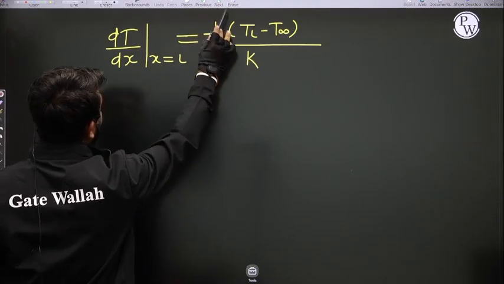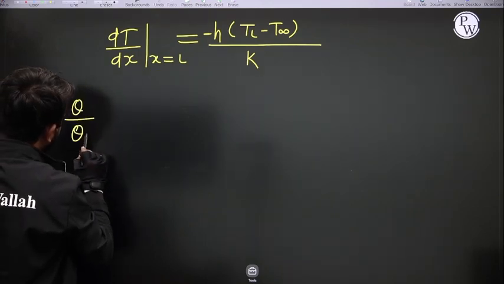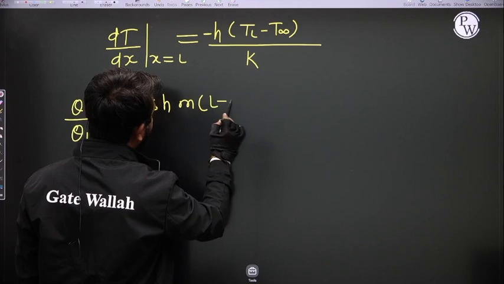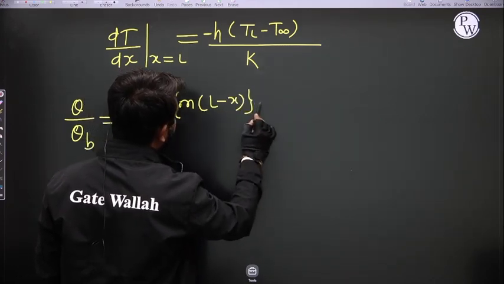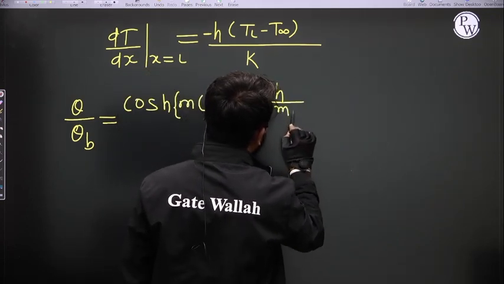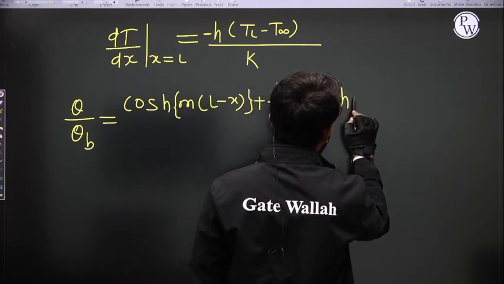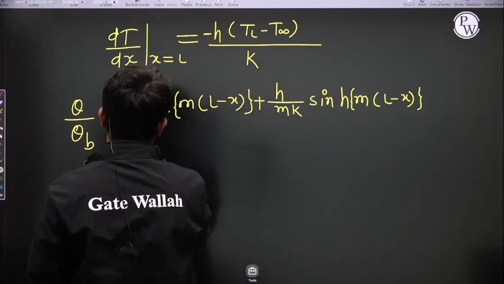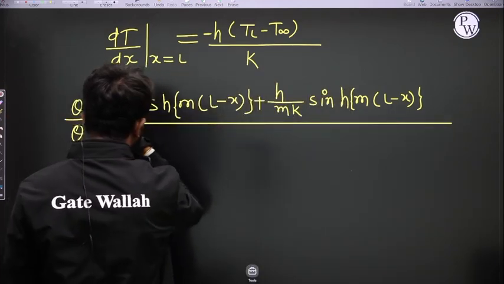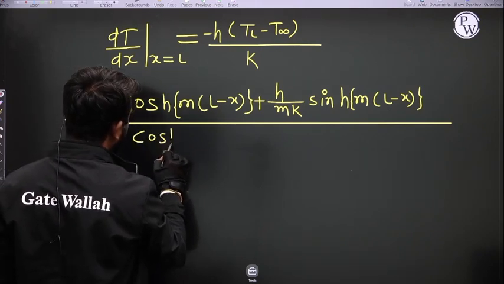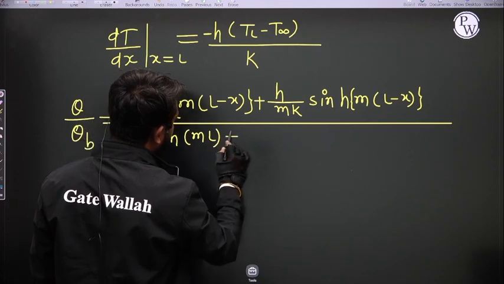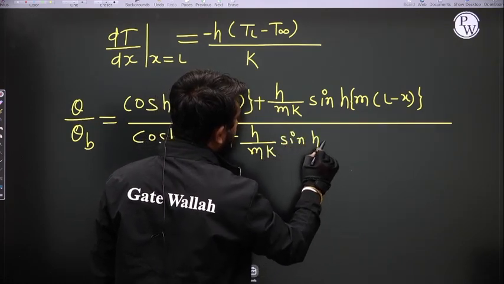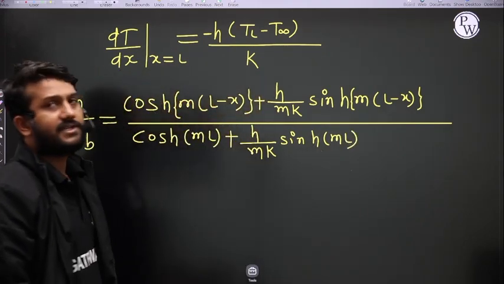And what you are getting is theta by theta_b equal to cosh m(L minus x) plus h by mk sinh m(L minus x), divided by cosh mL plus h by mk sinh mL. Right, so this is the temperature variation.